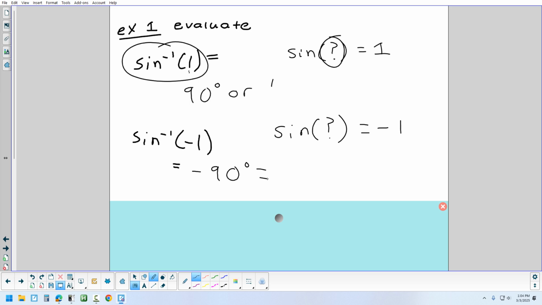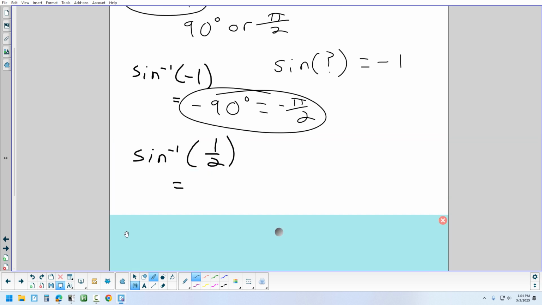Or if they wanted it in radians, that's the same as negative pi over 2. Okay, again, we don't have to write both. It's just a matter you need to know how to find both depending on what unit they ask for.